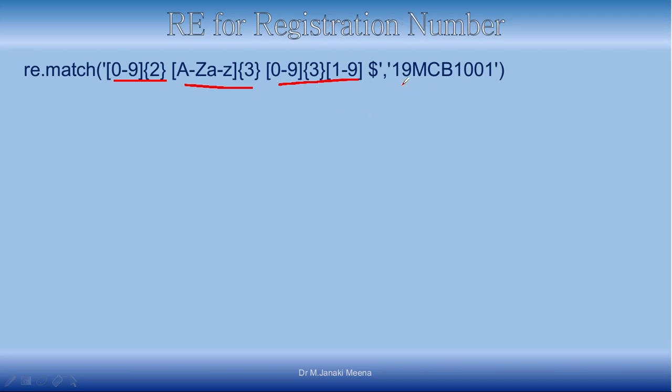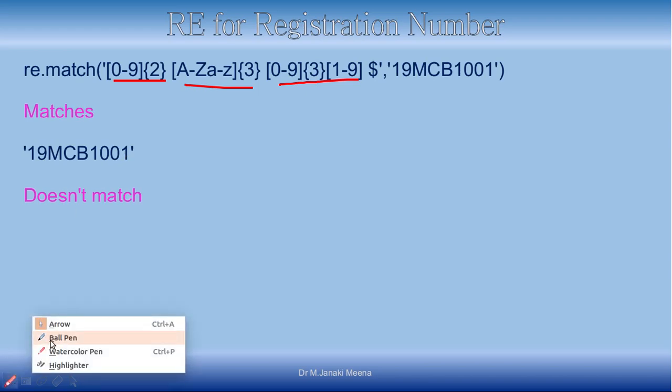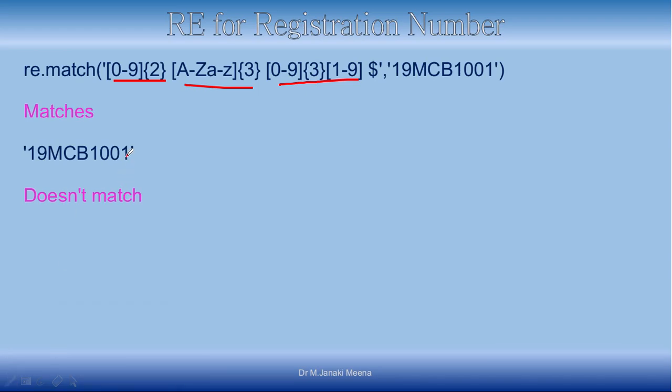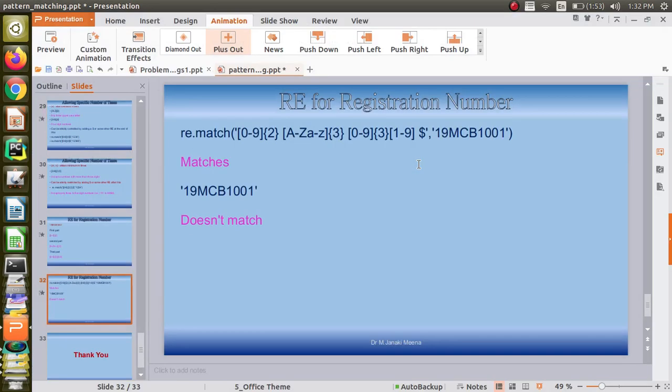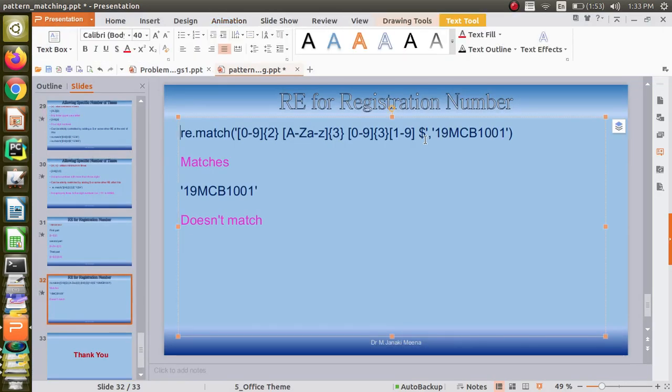If I am giving a registration number like this, then it will match. But if I am giving a registration number like 100, this will actually match. But if I am giving 0, it will not match. That is how it will work. You can also check it on the terminal. The same thing we can put and check.